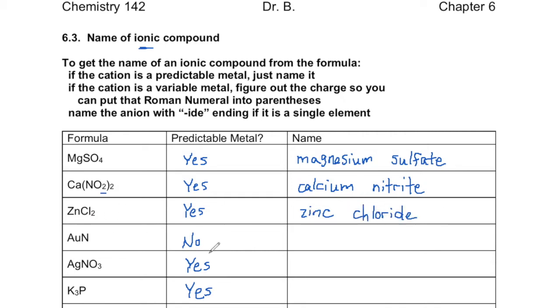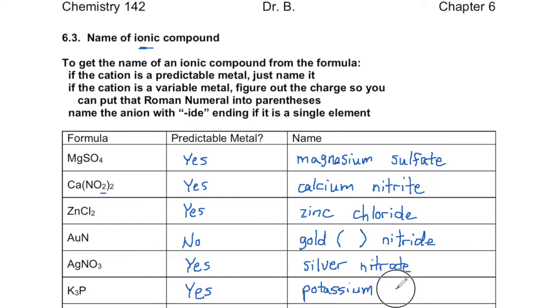Here we have gold, but this is not a predictable metal. So we are going to have some Roman numeral in parentheses. I'll leave space for that. We'll figure that out afterwards. And then nitrogen, when it becomes an ion, is nitride. All right, let's just keep going with these other two, and then we'll come back to gold. This one is silver, which is predictable, so we just call it silver. And this is nitrate. And then this one is potassium. And phosphorus with a charge becomes phosphide. So these are all named except for this one.